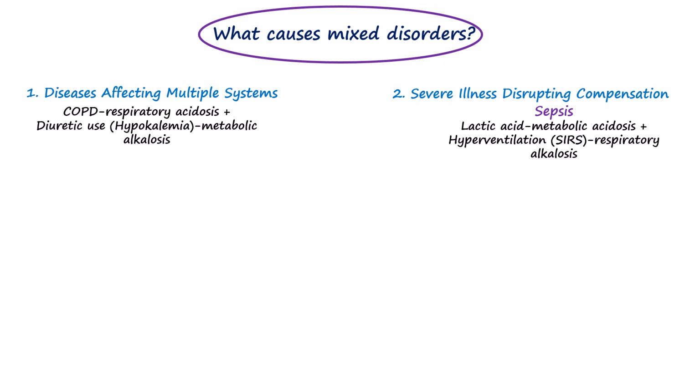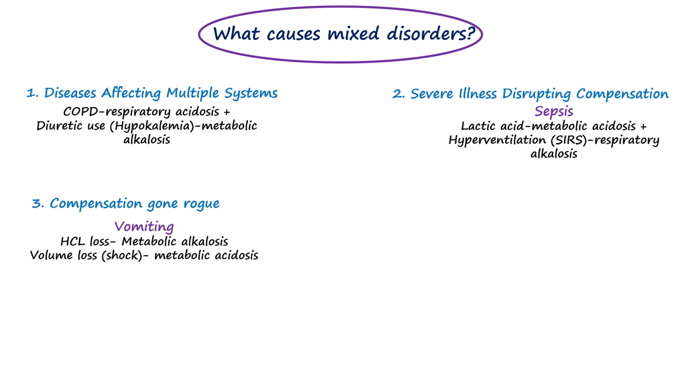Sometimes the body's attempt to fix one problem creates another. Consider a patient with vomiting. They lose stomach acid and develop metabolic alkalosis. But with repeated vomiting, dehydration happens, causing shock and then lactic acidosis. The kidneys try to fix alkalosis by peeing out bicarbonate, contributing to more acidosis, and the lungs try to fix lactic acidosis by blowing off CO2, but then contribute to alkalosis. The point is, a whole lot of chaos can happen to our compensatory mechanism.